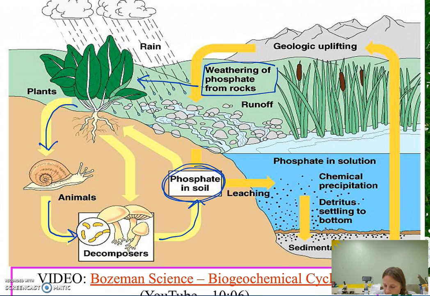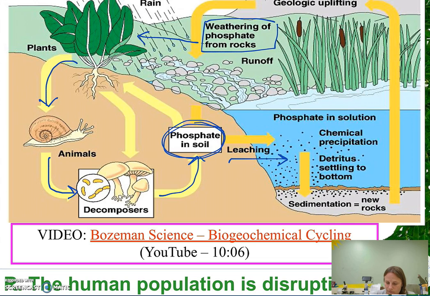Now, some of that phosphate leaches into bodies of water, and then within those bodies of water you can have sedimentation, which forms new rocks. So those are the important cycles.